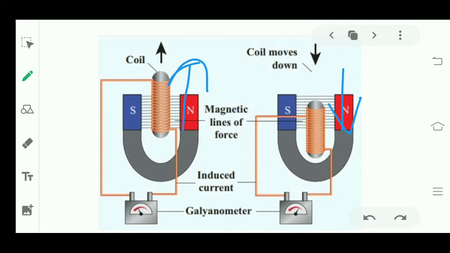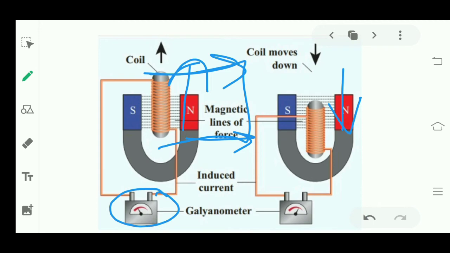If this coil is stationary and the magnet is also stationary, both are at rest, both are not moving, that means current will not get induced. Current will induce because of change in magnetic field. If both are at rest, then there will be no change in magnetic field, then there will be no induced current. Then this galvanometer will not show any deflection.